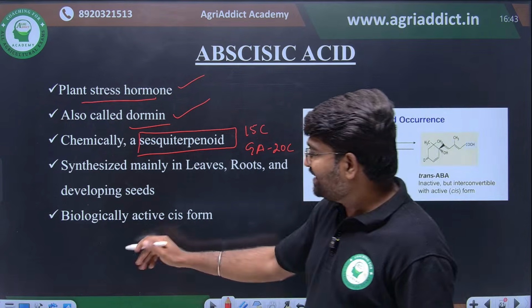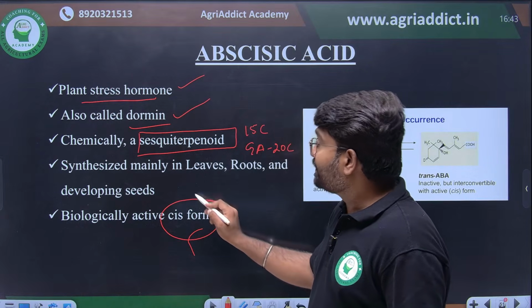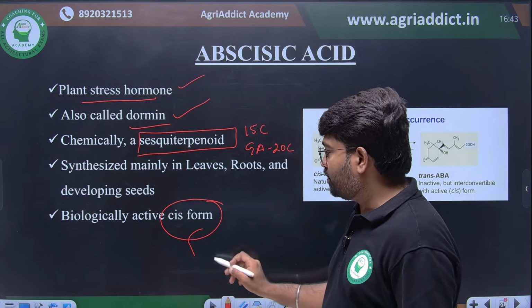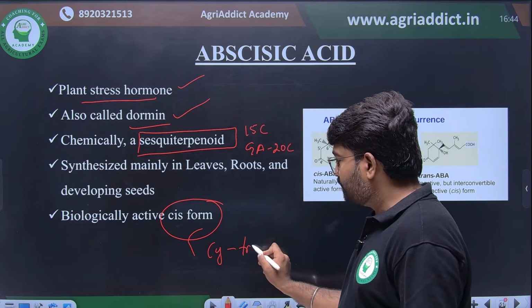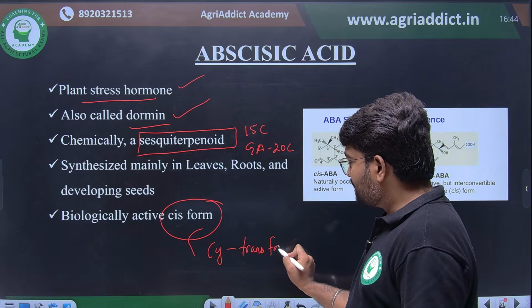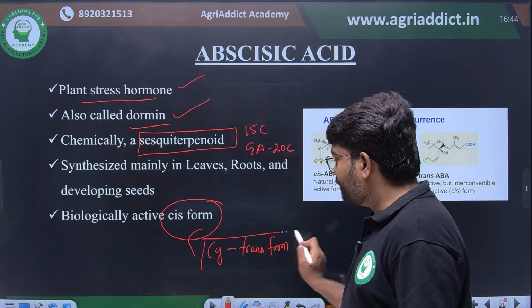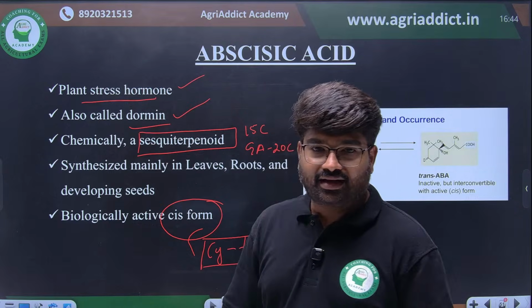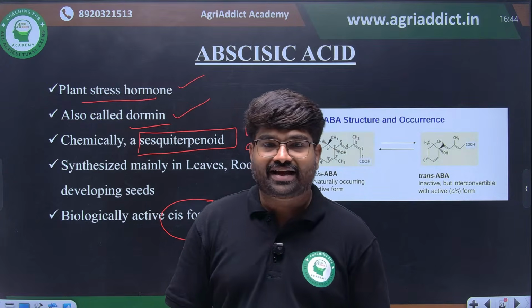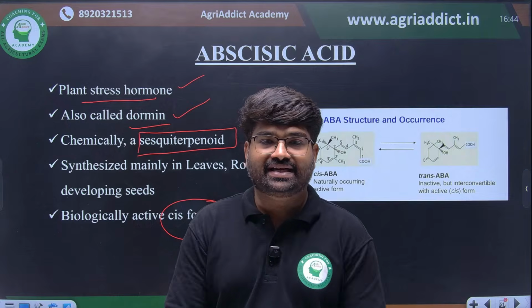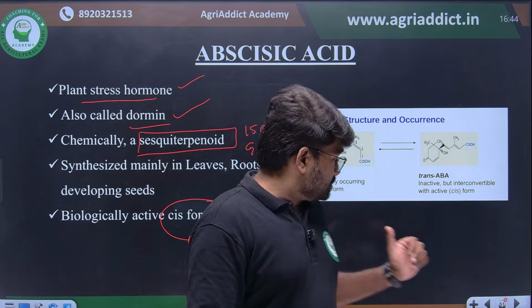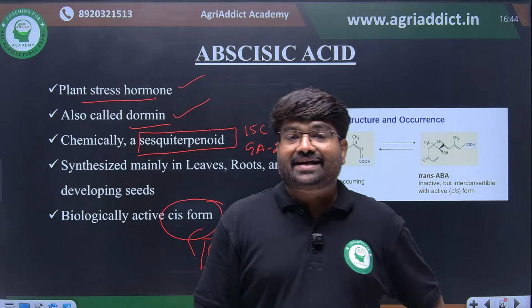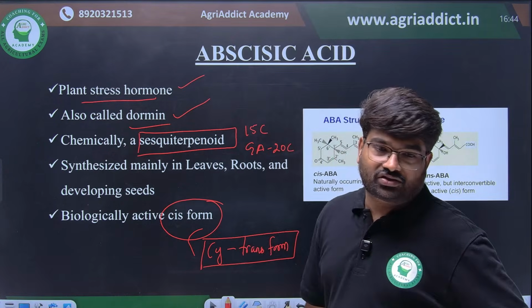The biologically active form of abscisic acid is the cis form. The biologically active form of cytokinin is the trans form. This is also another important point. They can confuse you. Which is the biologically active form of abscisic acid? Biologically active form of cytokinin. Apart from that, the biologically active form of brassinosteroid they can also ask.